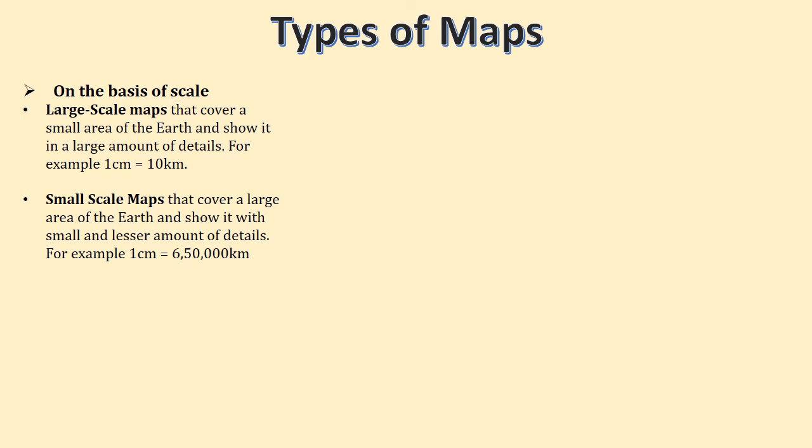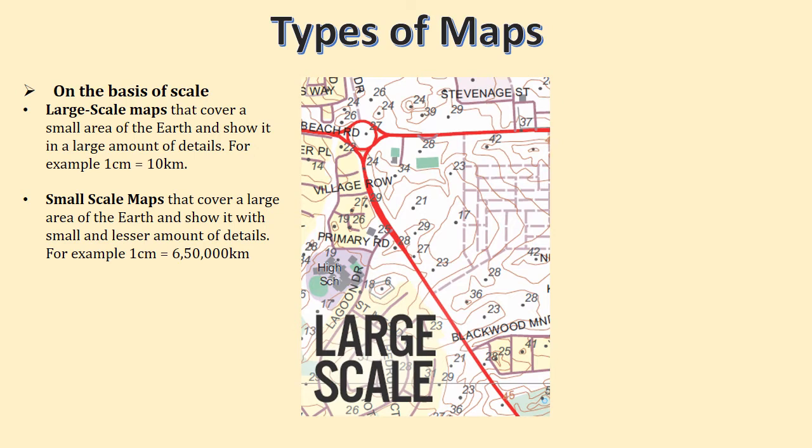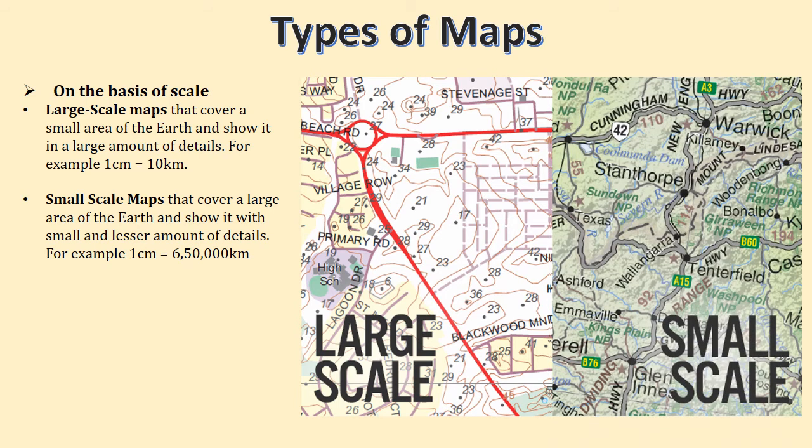On the basis of scale, maps are divided into 2 parts: large scale maps and small scale maps. Large scale maps are those maps which cover a small area of the earth and show its detail in large amount. It can be easily understood with the help of the given scale on the map. For example, 1 centimeter is equal to 10 kilometers. Here, the area is small but shows large detail.